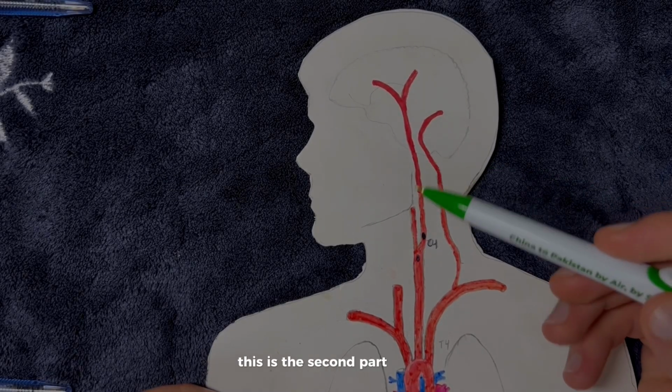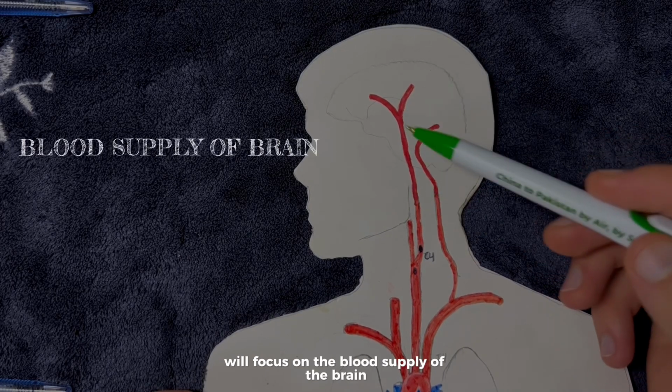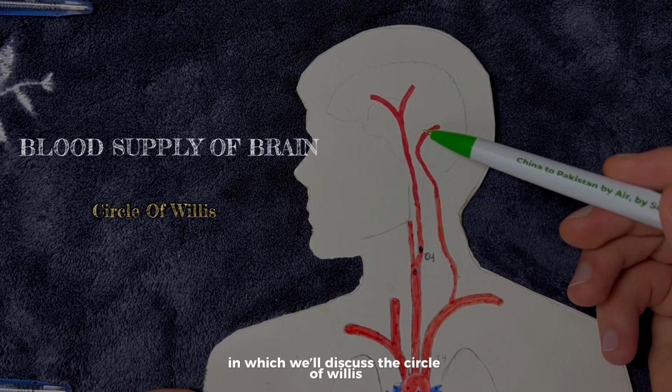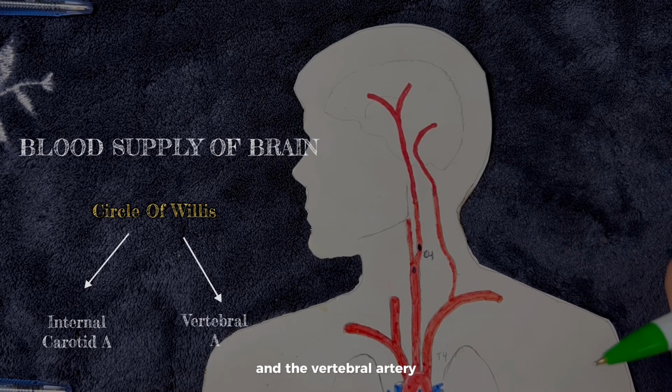This is the second part of the blood supply of the head and neck, and in this video we'll focus on the blood supply of the brain, in which we will discuss the circle of Willis that is comprised of the internal carotid artery and the vertebral artery.